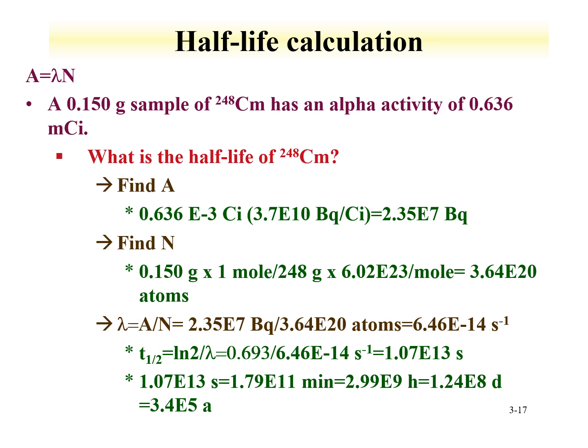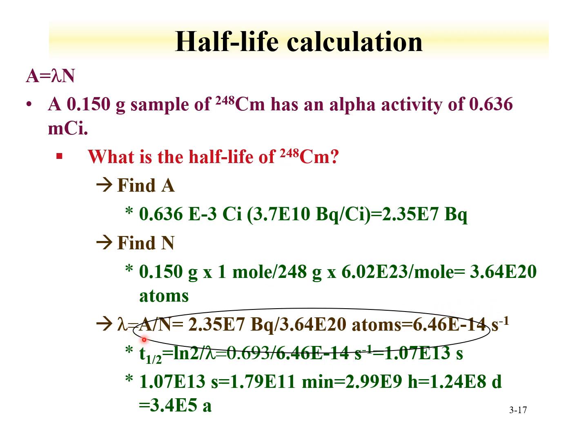I need to find N. That's pretty straightforward. If I give you the mass and I know the molecular weight of curium-248, I have Avogadro's number, so I can get the number of atoms, which is shown here. And now I set up my equation. I use activity equals lambda N, solve for lambda, put this in, and I get lambda is equal to 6.46 times 10 to the minus 14th inverse seconds.